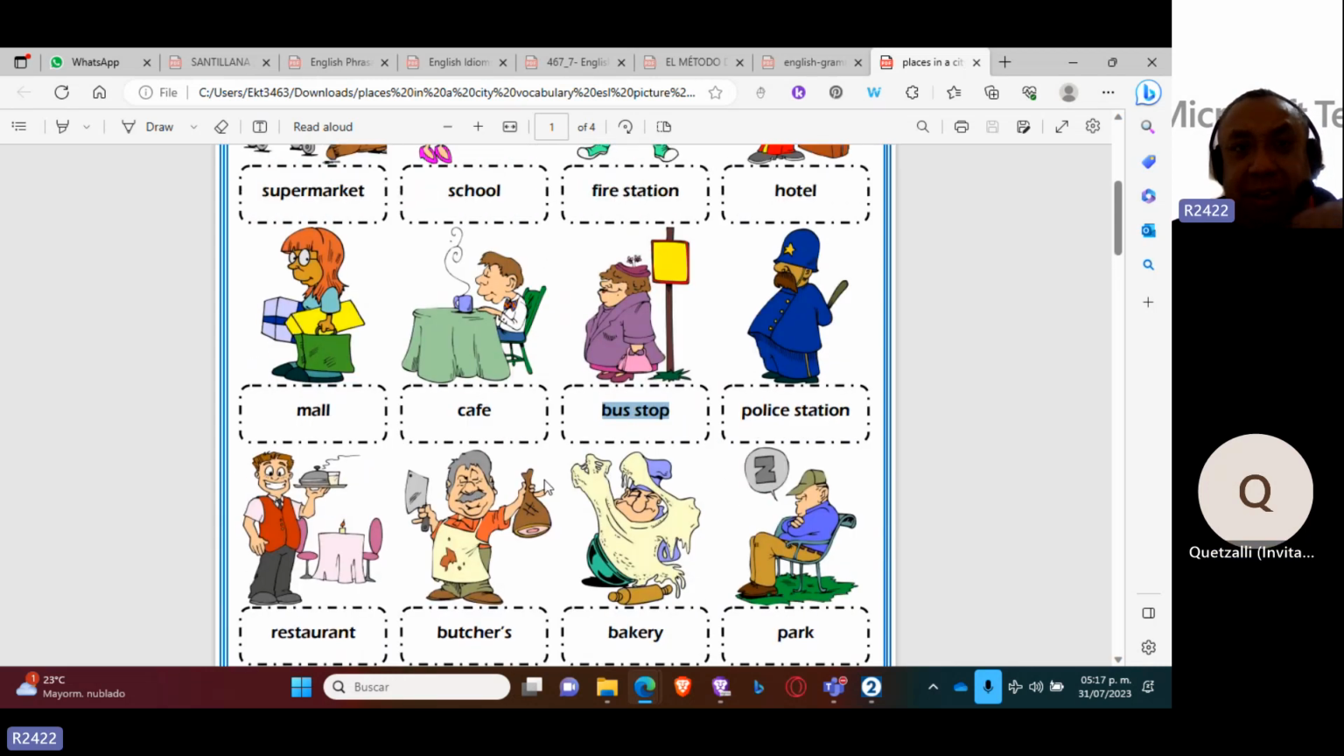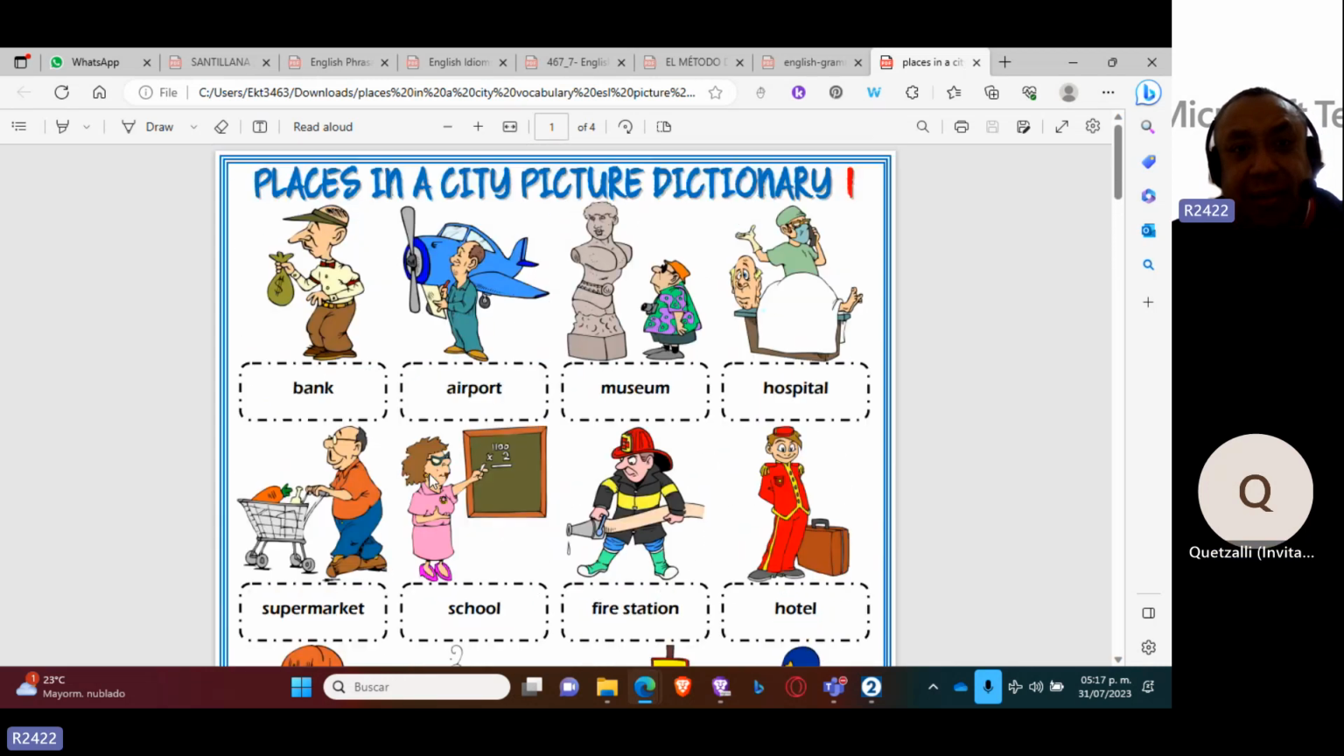Ok, can you please write them down, please? Can you please copy them in your notebook, please? Y el título es este, mira. Places in a city. Places in a city, hasta ahí. Únicamente places in a city. And please copy the words, please. Okay. Very good.